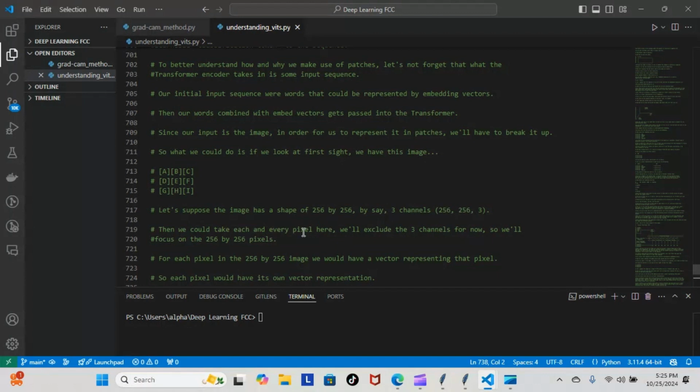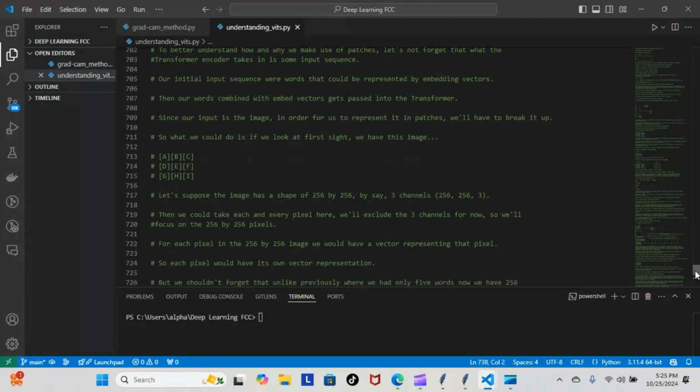Then we can take each and every pixel here, and we'll exclude the 3 channels for now. So we'll focus on the 256 by 256 pixels. For each pixel in the 256 by 256 image, we would have a vector representing that pixel. So each pixel would have its own vector representation. And basically, that's what we went over today.